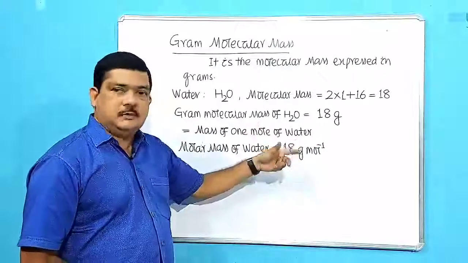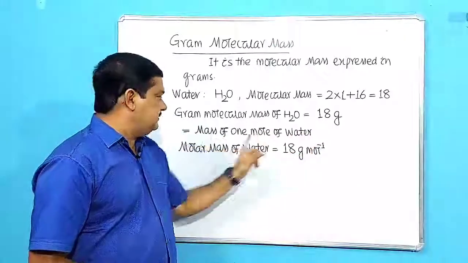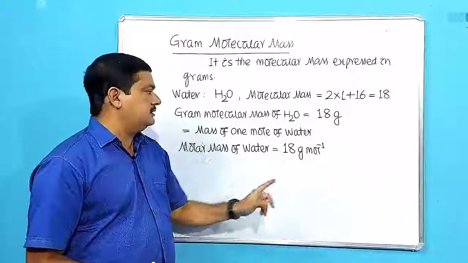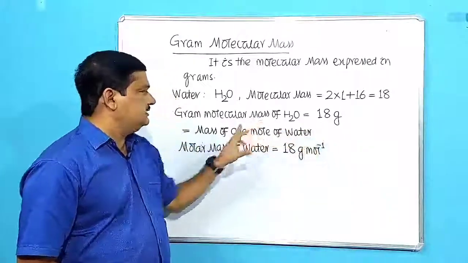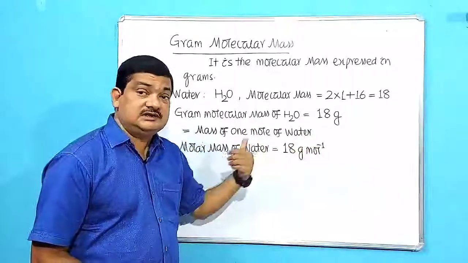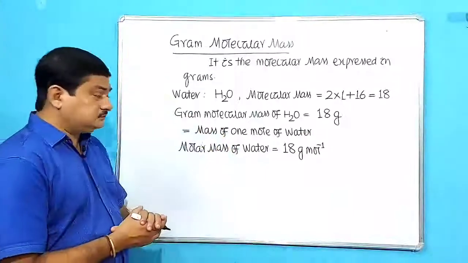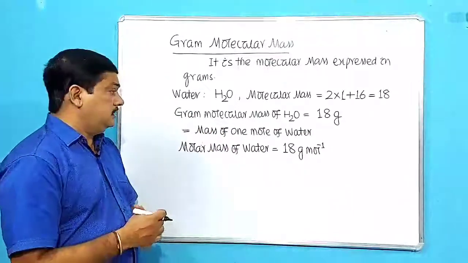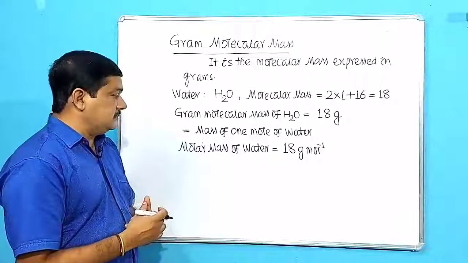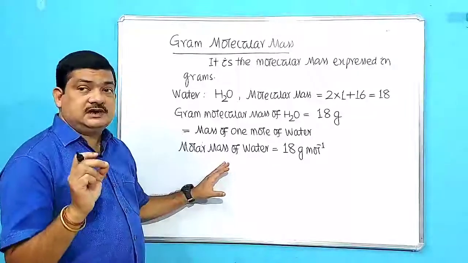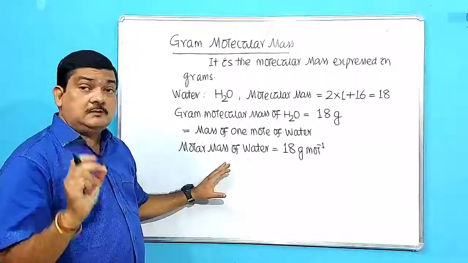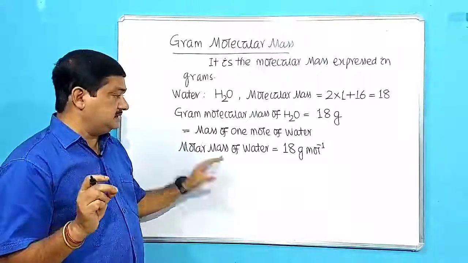Which substance have we taken here? Water. So 18 gram is the mass of 1 mole of water. So 18 gram is called the gram molecular mass of water, which is theoretically equal to the molar mass. Molar mass means the mass of 1 mole of that substance. That is called molar mass.